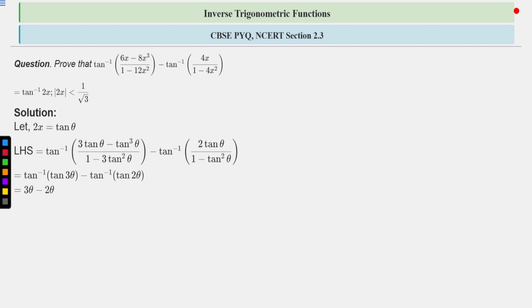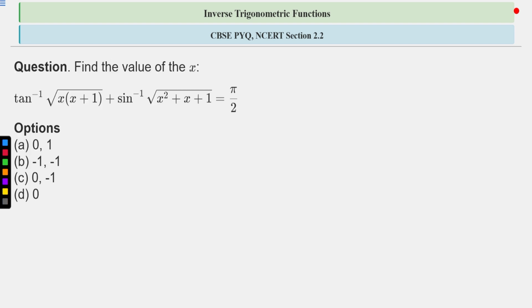So further we can write tan inverse tan 3 theta as 3 theta and tan inverse tan 2 theta as 2 theta. Right, so therefore it will be equal to 3 theta minus 2 theta. Clear? So 3 theta minus 2 theta will be equal to theta, and we had assumed 2x is equal to tan theta, so theta will be tan inverse 2x, right? So left hand side will become tan inverse 2x. Now left hand side is equal to right hand side, hence we have proved the above expression, right?